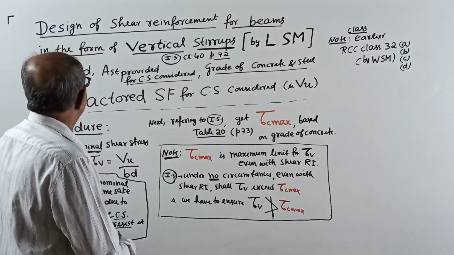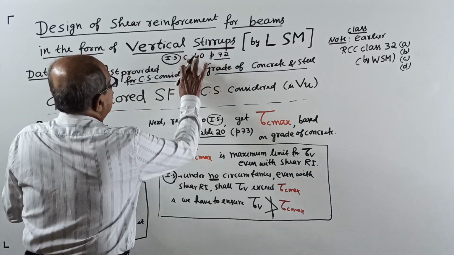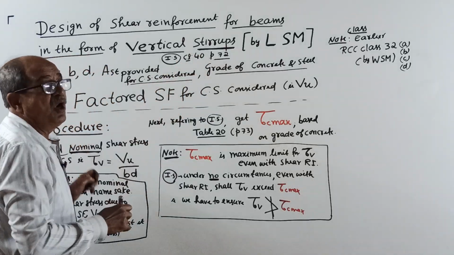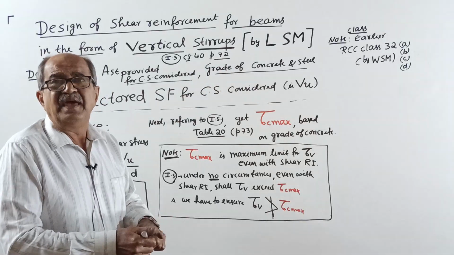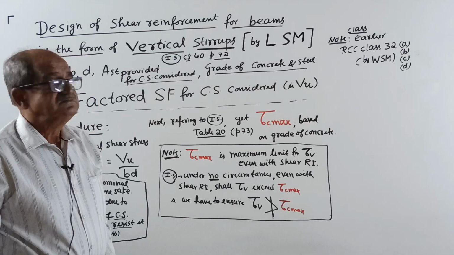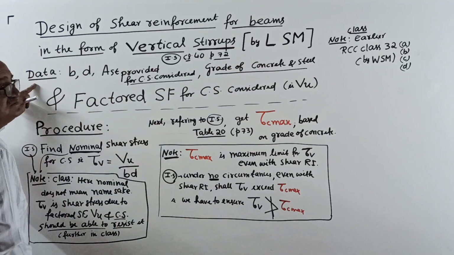Okay, start, first step. One more thing. All this IS code is in class 40, page 72. Everything is there. You start from this page 72, everything will be there. Limit state method, remember? Okay, now, data.